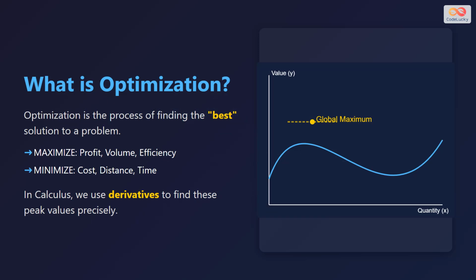First, what exactly is optimization? Simply put, it is the mathematical process of finding the best possible solution. In the real world, this usually means maximizing something good, like profit or volume, or minimizing something bad, like cost or time. In calculus, we use derivatives to find these peak values with precision.